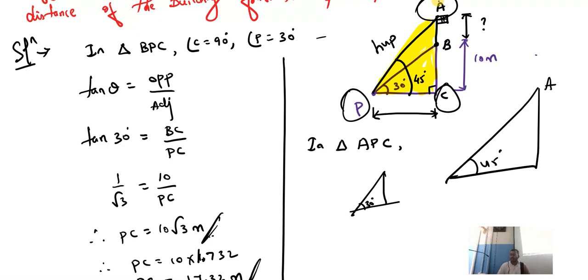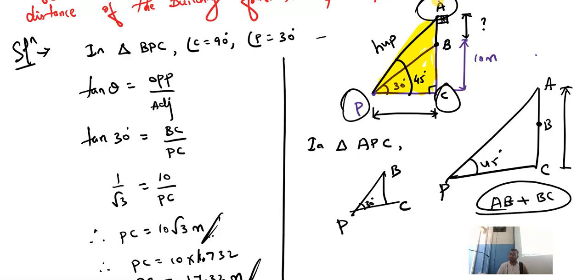Now in the bigger triangle, this is AC. P is common. In the small triangle, it was BC. The small triangle was BPC and the bigger triangle is APC. Am I right? Now, if you want AC, what should we do? In the center, we have B. It means if you want to find AC, you should add AB and BC. If you add AB and BC, then you will get AC.